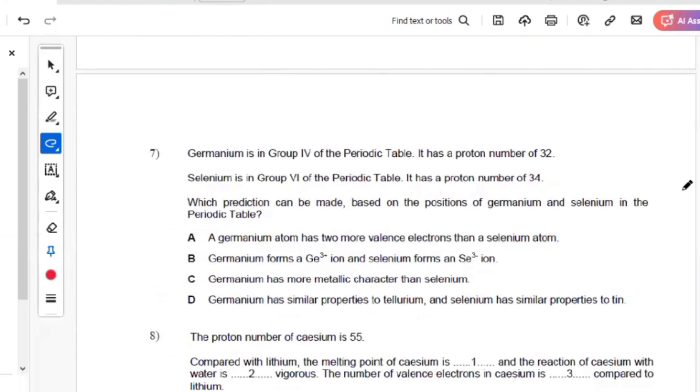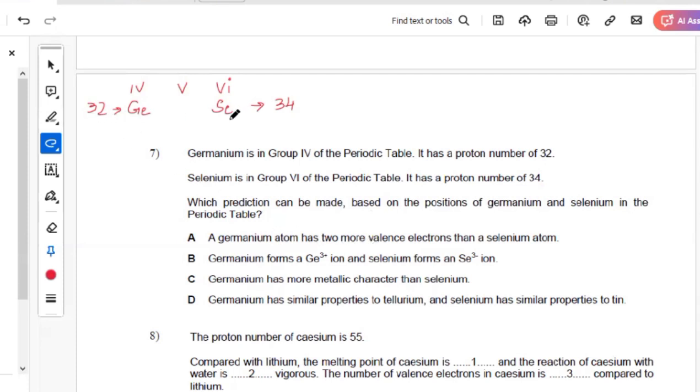Seventh question. Germanium is in group 4 of the periodic table. So germanium is an element which is present here. This is group 5, this is group 6, and selenium is present in group 6. It has atomic number 32, and selenium has atomic number 34. Which prediction can be made based on the position of germanium and selenium in the periodic table? A germanium atom has two more valence electrons.